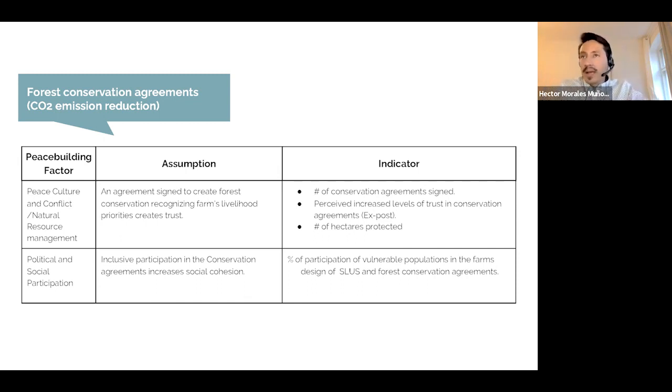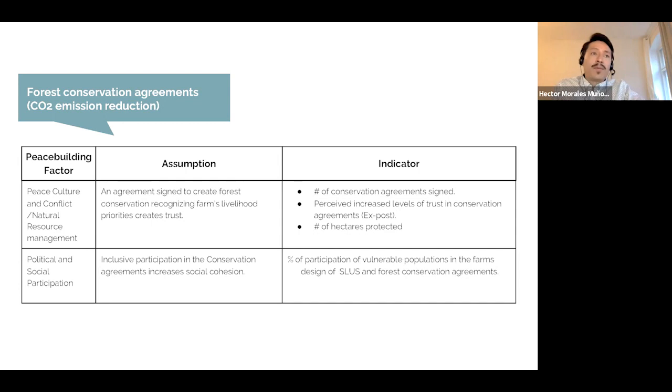So one indicator that was merely quantitative was the number of conservation agreements that were signed, and an ex post indicator that we implemented was the perceived increased levels of trust after the conservation agreements were signed. And another quantitative example from the environmental side was the number of hectares that were protected.